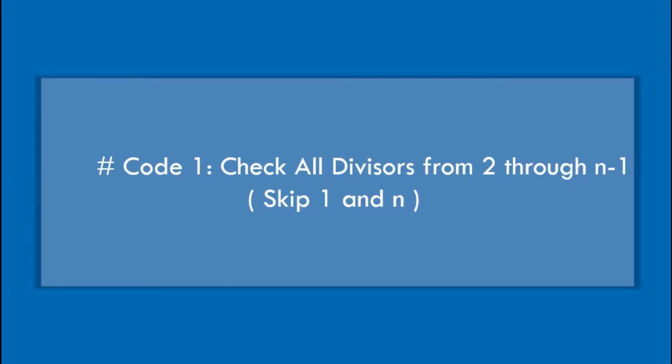For the first code for our prime numbers, I will check all the divisors from 2 through the given number minus 1. Why? Because the given number and 1 are themselves divisors of the given number. So if all the numbers fail to divide the given number, then it's called prime.